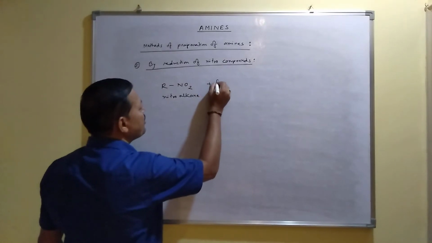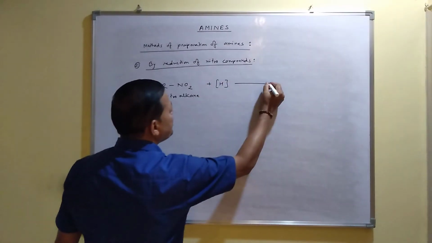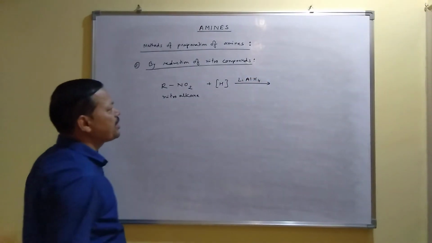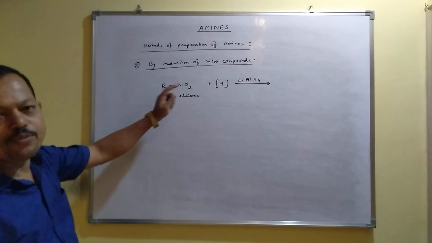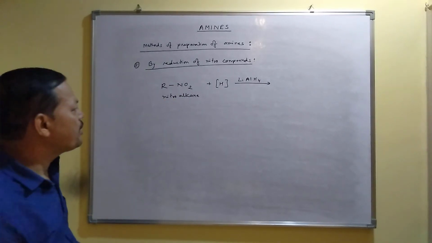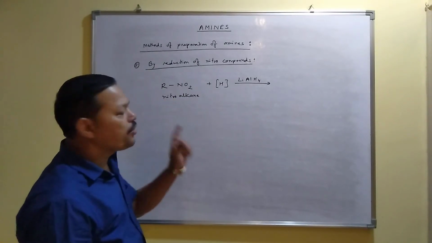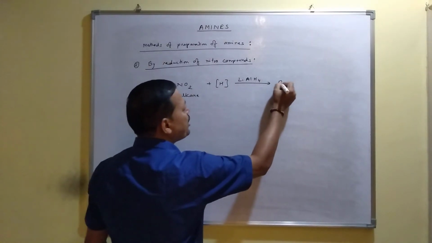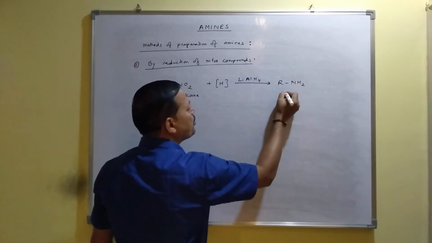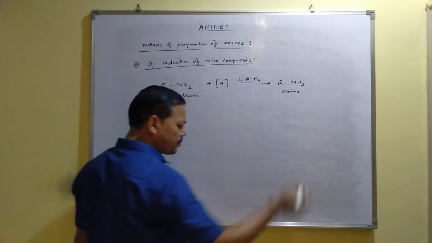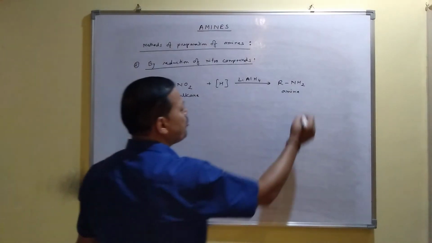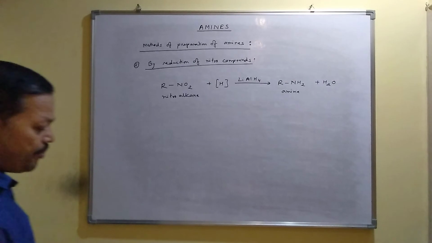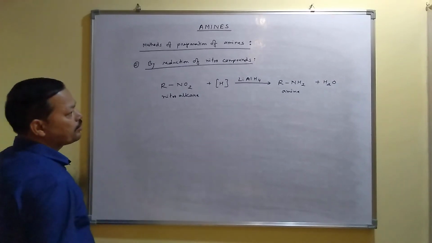When you do reduction, this is your symbol of reduction, and as an example you can use lithium aluminium hydride as the reducing agent. Then the oxygen will be removed and some hydrogen will be added to the nitrogen. As you know, reduction means addition of hydrogen and removal of oxygen. Ultimately the product you will get is RNH2. You will get the amine. And the oxygen combines with hydrogen to produce the side product water. So this is another method to prepare amines.